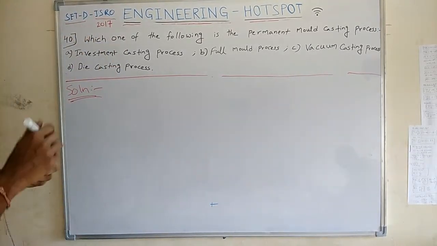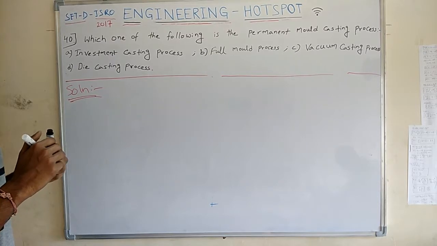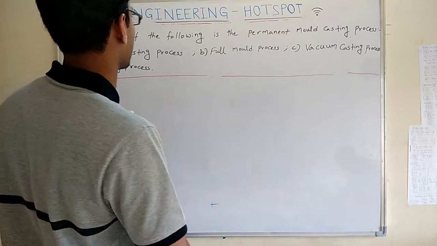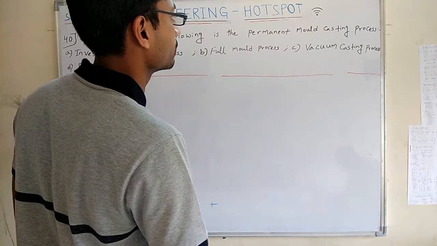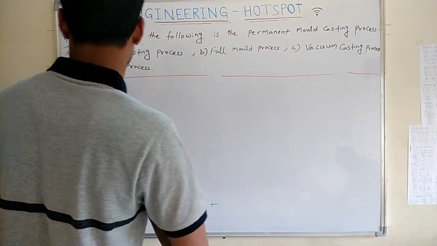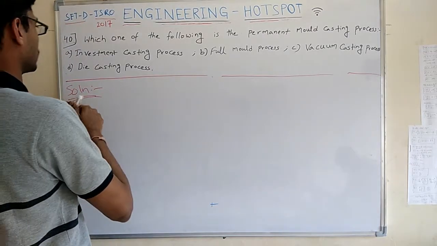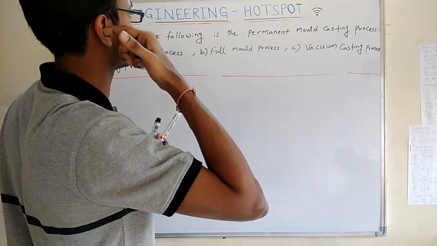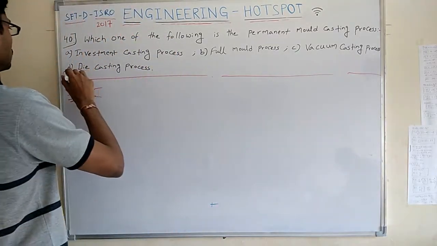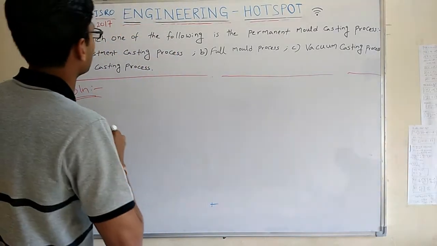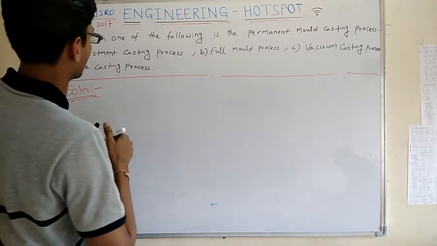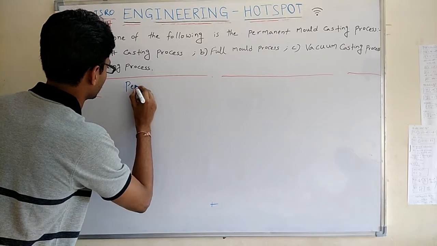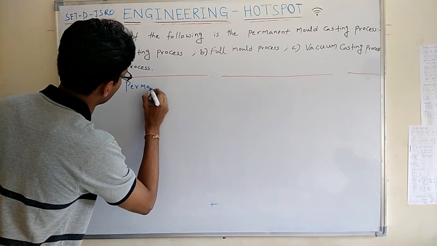They have asked which one of the following is a permanent mold casting process. They have given 4 options: investment casting process, full mold process, vacuum casting process, and die casting process. You need to remember the answer for this permanent mold casting process is the die casting process. But you need to remember the other options also, for when they ask you about the permanent mold casting.